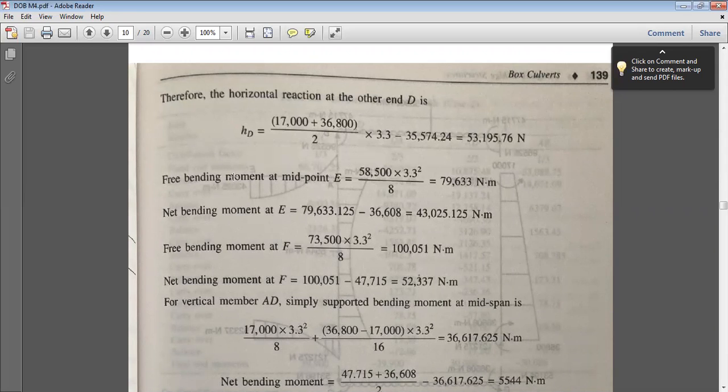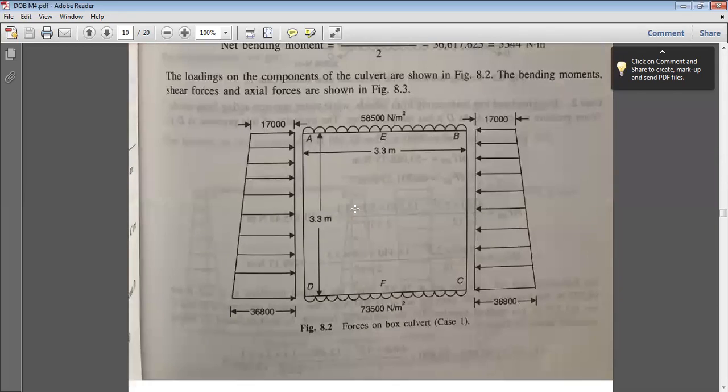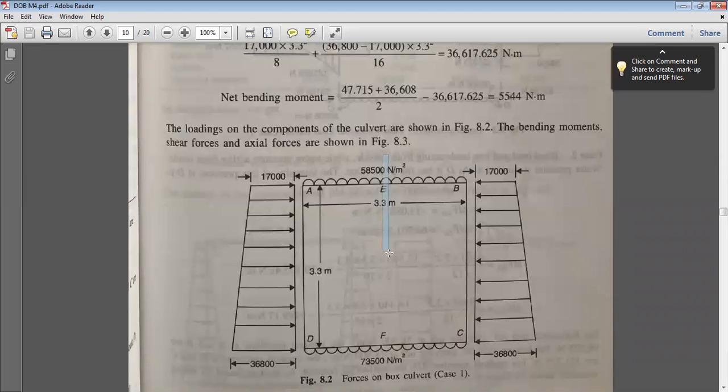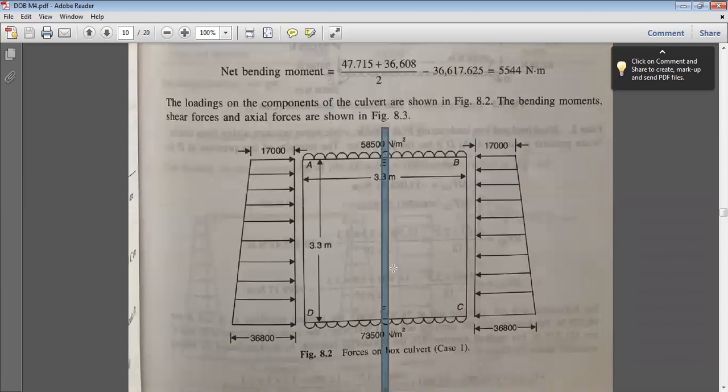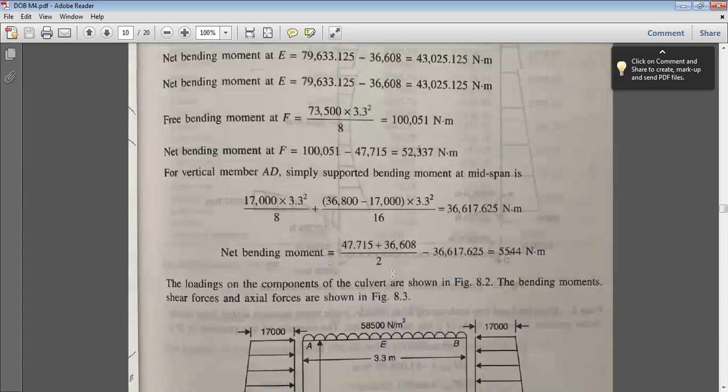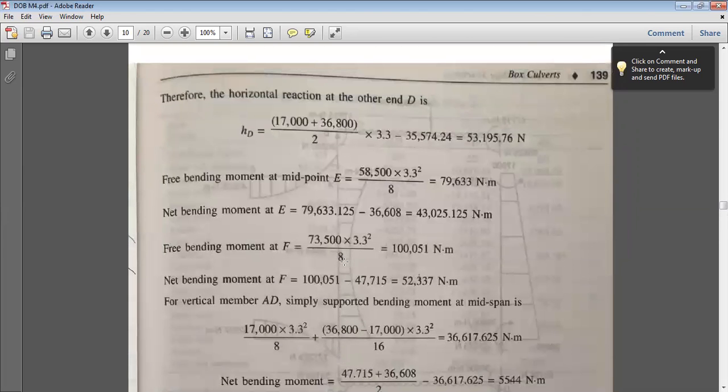Now, free bending moment at midpoint E. Since I am considering half of the section, the same section will be replicating on the other side. At E, since it is simply supported, the net bending moment is WL square by 8, 79,633, right? Net bending moment at E will be 79,633.